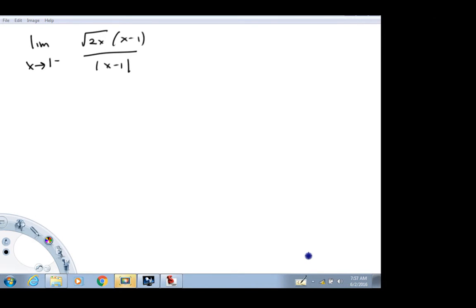The purpose of this video is to demonstrate how to calculate a one-sided limit and how to be sure you pay particular attention to plus and minus signs when evaluating the limits. So what we're going to do here is try to evaluate the limit as x approaches 1. This minus sign means from the left of the function square root 2x times x minus 1 over absolute value of x minus 1.